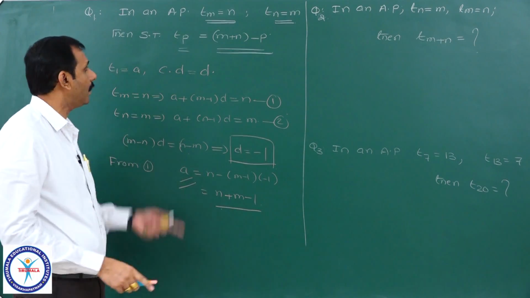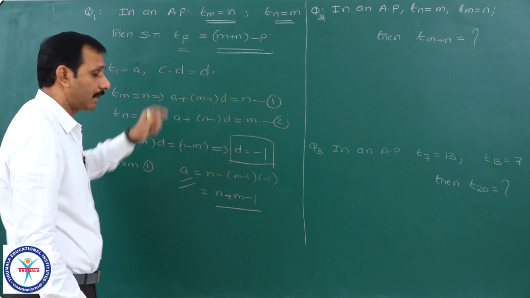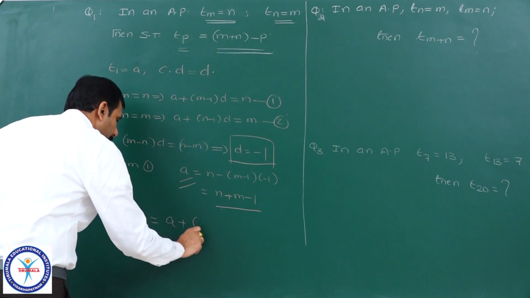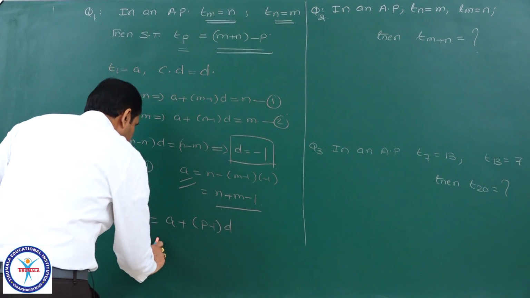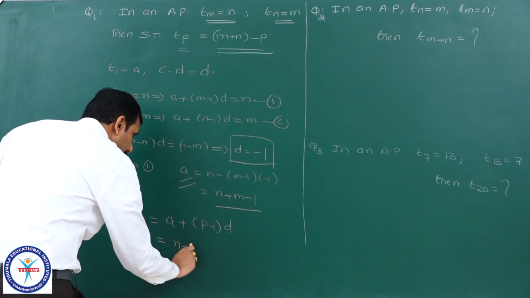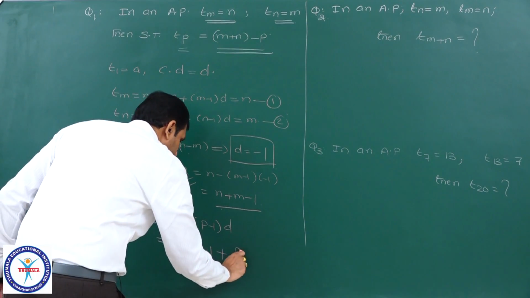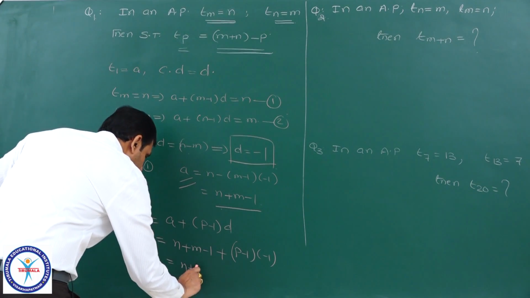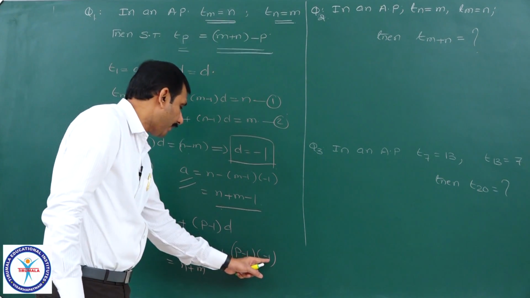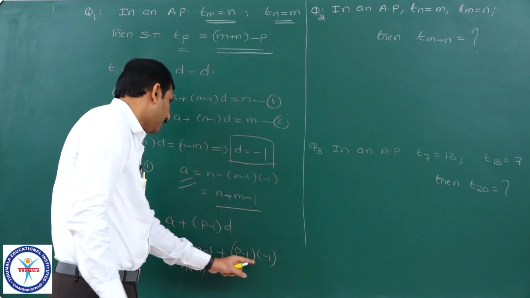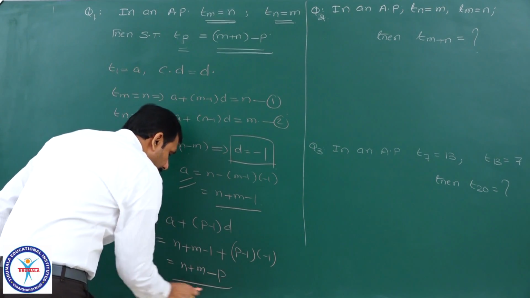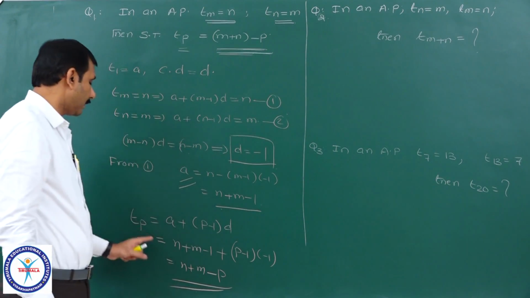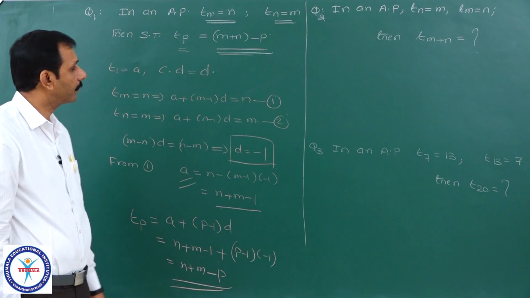Now, whatever term you want, you can write it. Now, I want the pth term. Therefore, Tp is equal to a plus (p minus 1) into d. What is a here? A is n plus m minus 1, plus (p minus 1) into d, which is minus 1. It is equal to n plus m. Here minus 1, if I multiply with minus 1 means plus 1, will get cancelled. It is minus p. Therefore, it is n plus m minus p. That only they are asking. Show that the pth term is m plus n minus p.